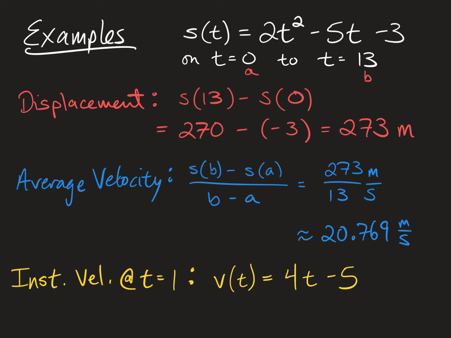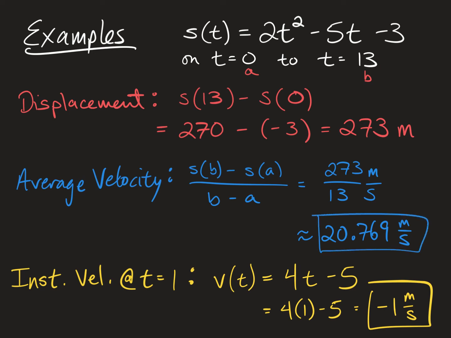So what does that look like? We just substitute 1 in there. 4 times 1 minus 5 is -1. And that's it, -1 meters per second. So -1 meters per second means, in the easiest sense of understanding, that you're moving backward at 1 meter per second. So you're moving backward 1 meter every second.